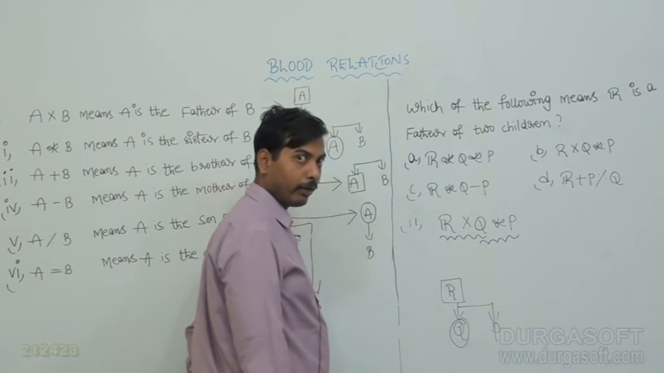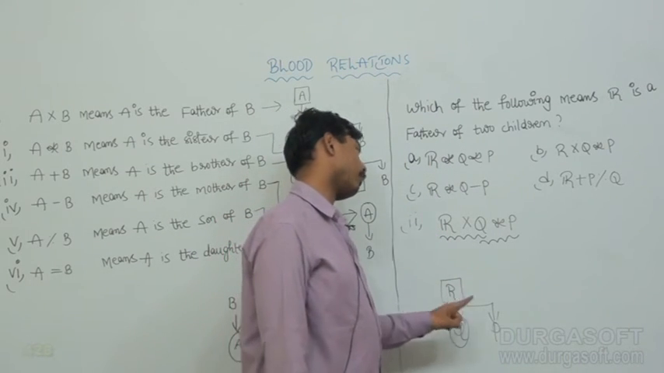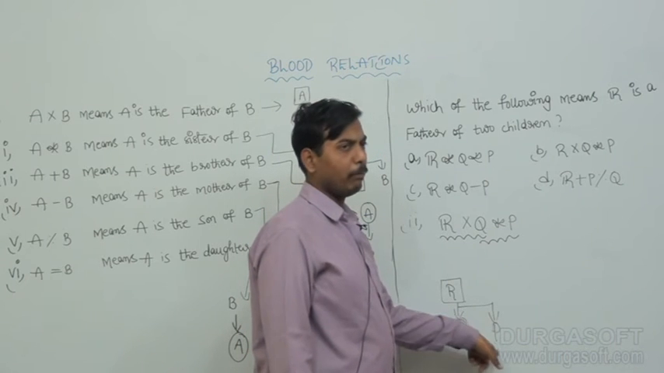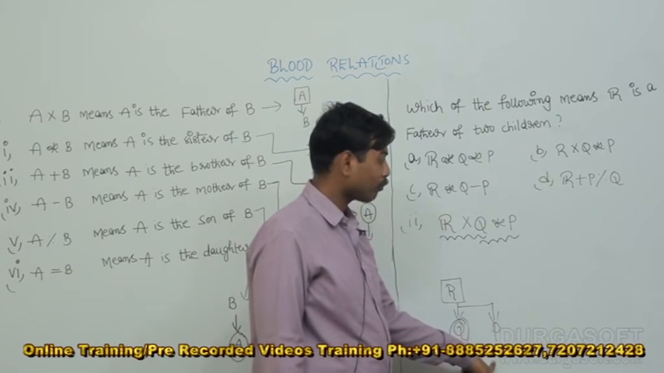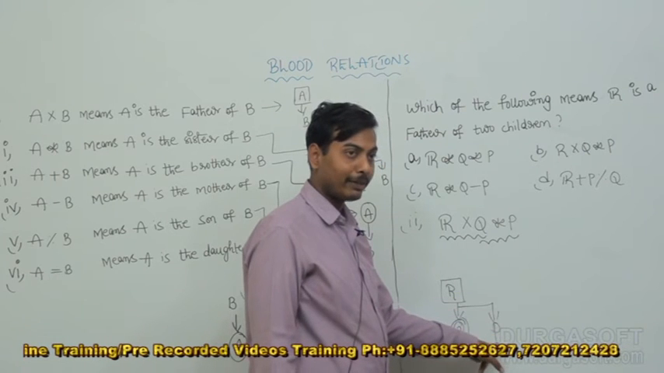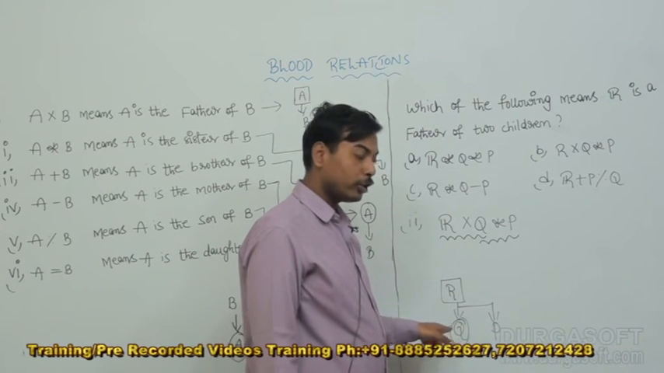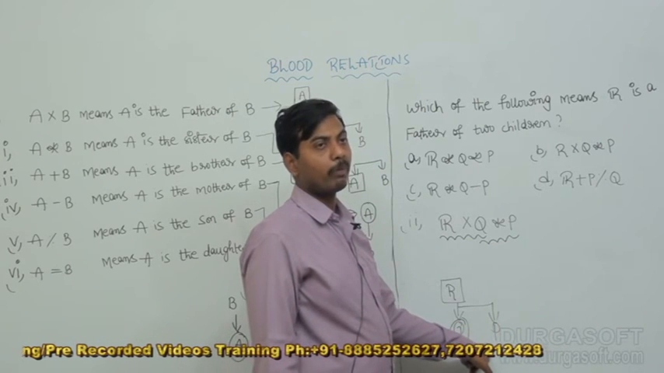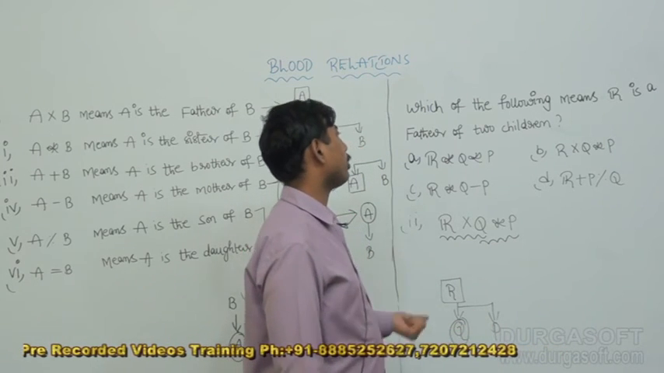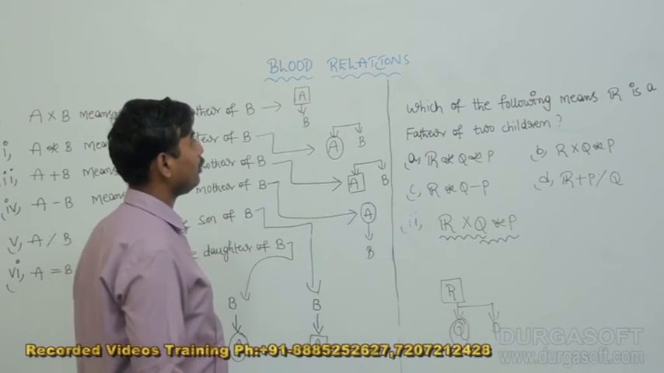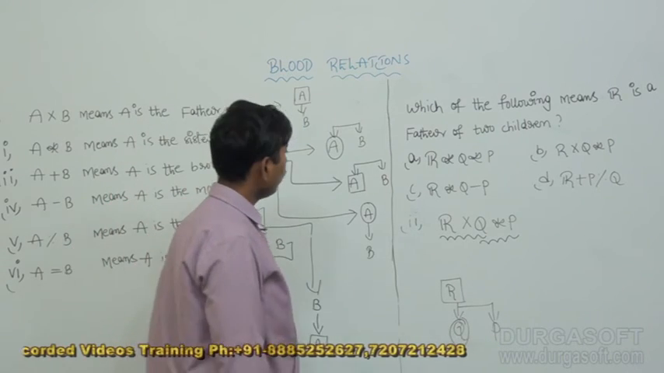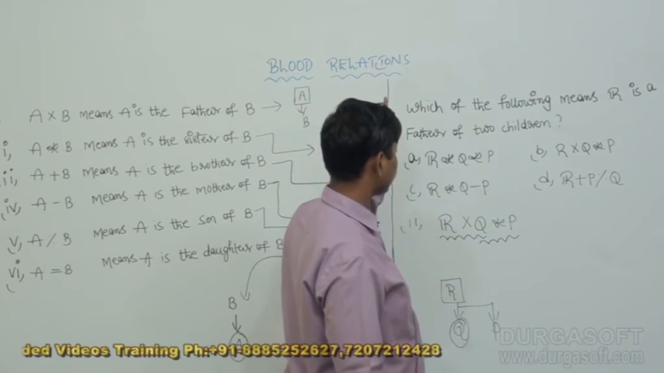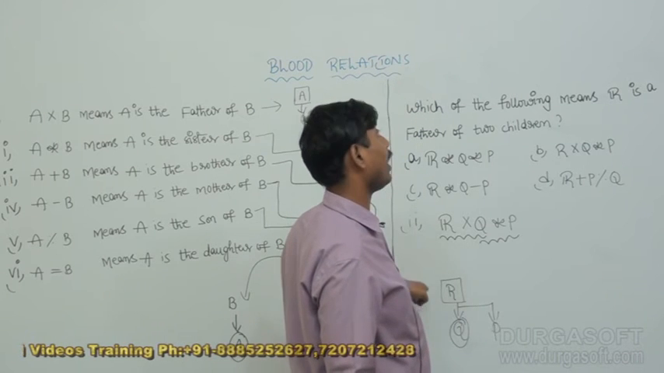No doubt about it. Q is the sister of P means Q and P are both in the same generation, and we know Q's gender is female. We don't know the gender of P, let it be. Is the second option also satisfying our condition?